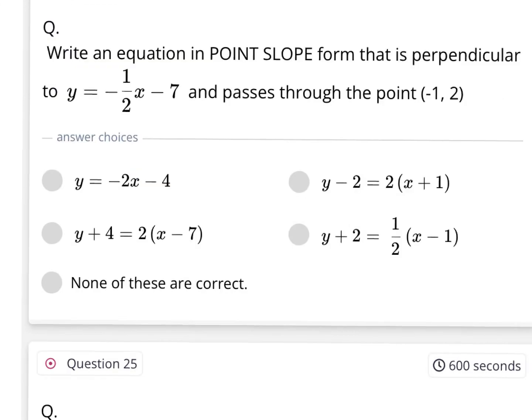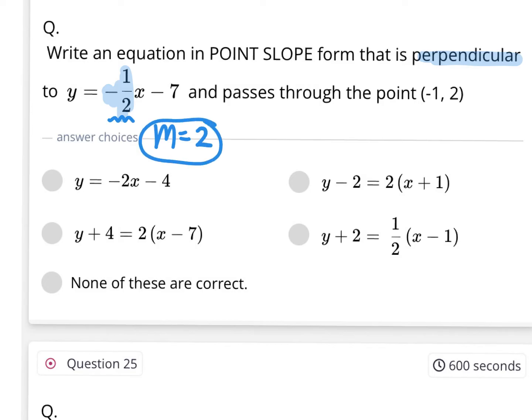Moving on. Write an equation in point slope form that is perpendicular. So when I tell you perpendicular, what I'm doing is I'm indirectly giving you a slope, because a perpendicular line to this line right here, this line has a slope -1/2. So indirectly, I'm telling you that our slope will have the opposite reciprocal of this slope right here, which means +2.